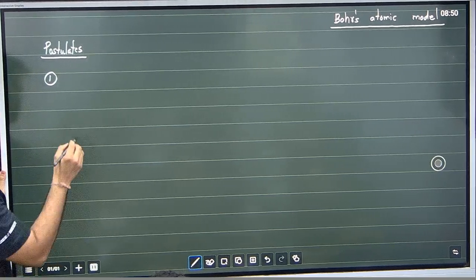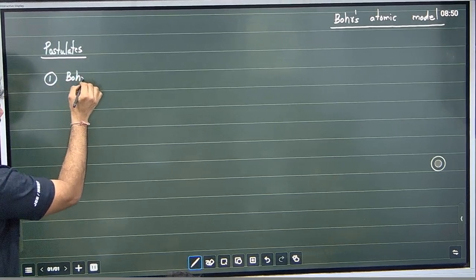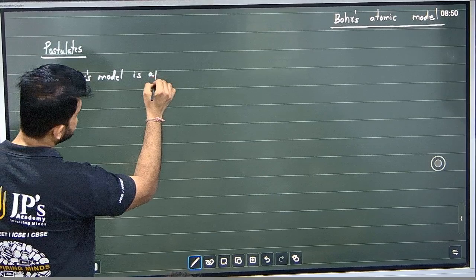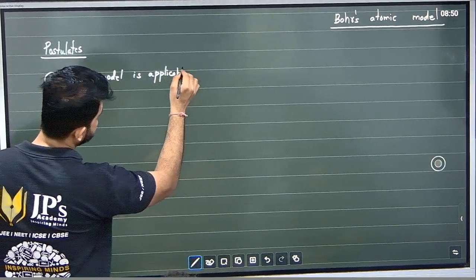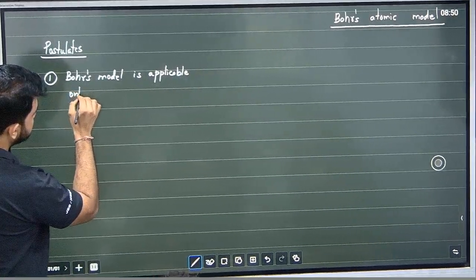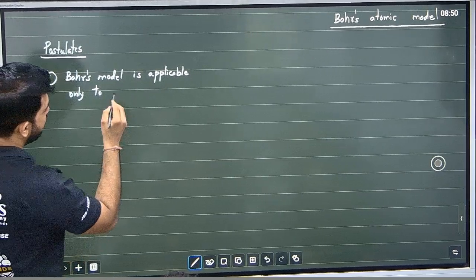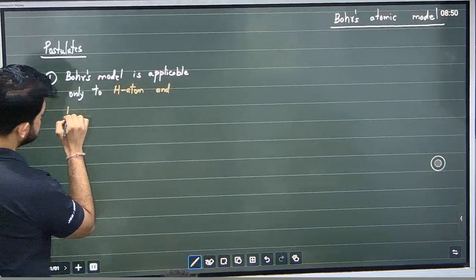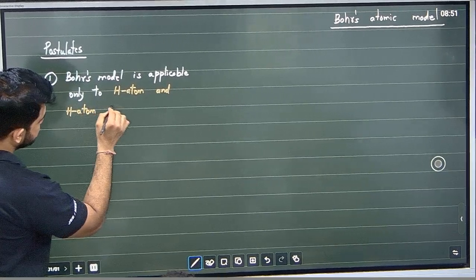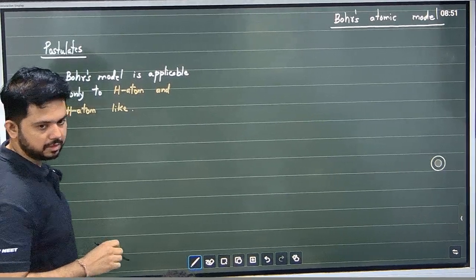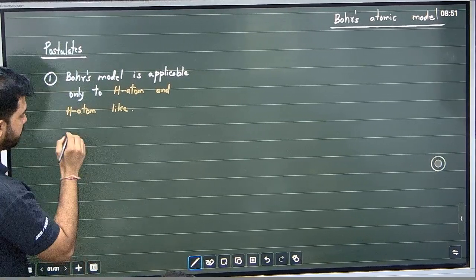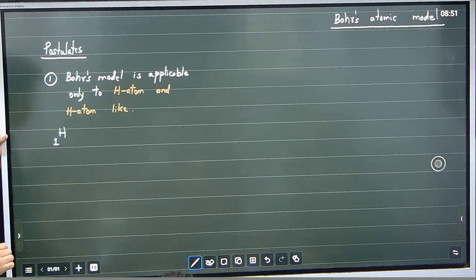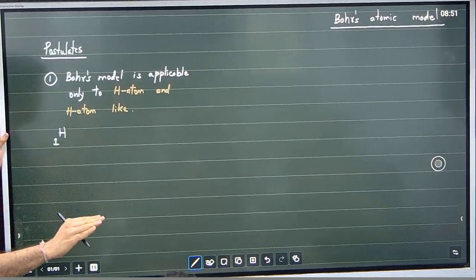The first postulate is Bohr's model is applicable only to hydrogen atom and a hydrogen atom like species. What does that mean? Hydrogen atom has how many electrons, people? 1. Okay. I want helium to be hydrogen like.